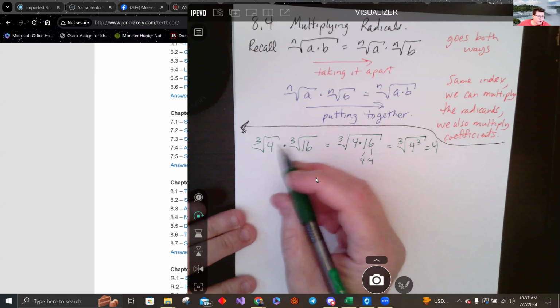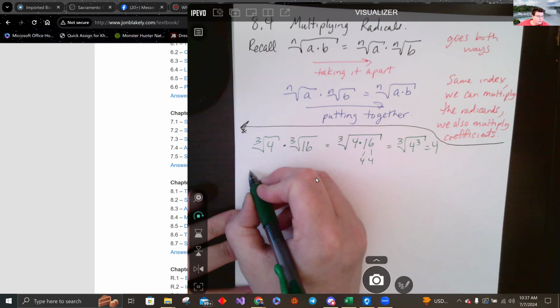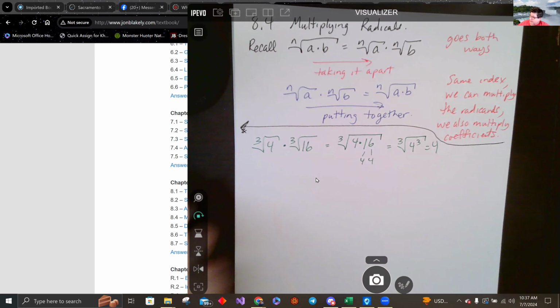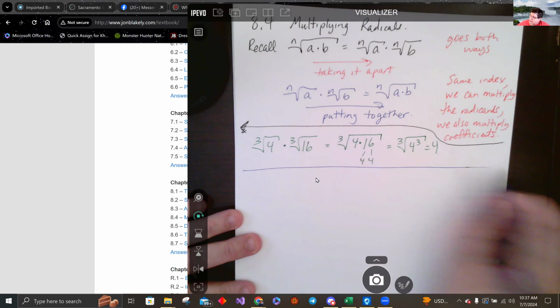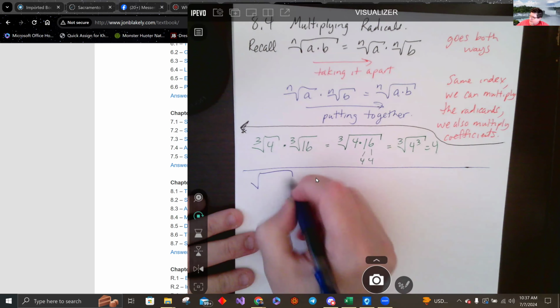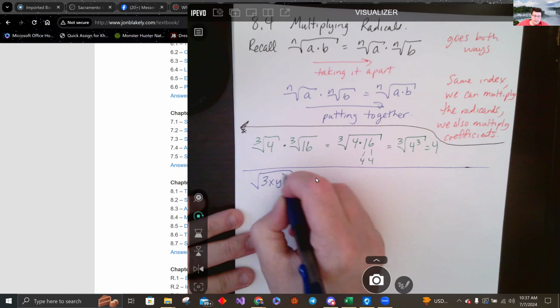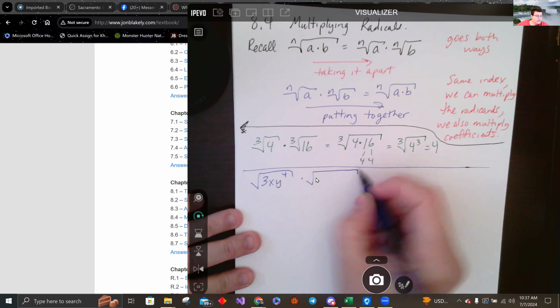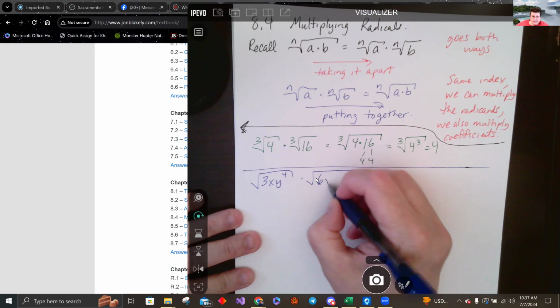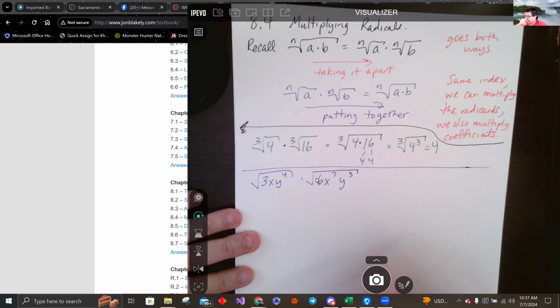If we have cube root, no, we don't need cube root. Let's just do square root. Square root of 3x y to the 4th times square root of 6x to the 7th y cubed.